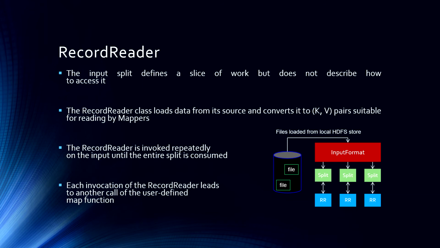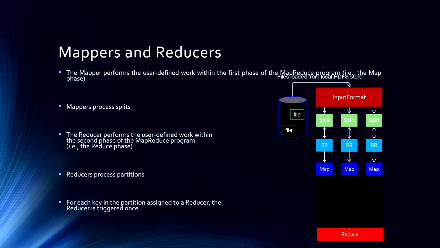The record reader is invoked repeatedly on the input until the entire split is consumed. Each invocation of the record reader leads to another call of the user-defined map function. So we always need to define a user-defined map function to use record readers. The mappers perform the user-defined work within the first phase of a MapReduce program, that is the map phase. Mappers process the splits. Let's summarize it. The reducer performs the user-defined work within the second phase of a MapReduce program, that is the reduce phase.